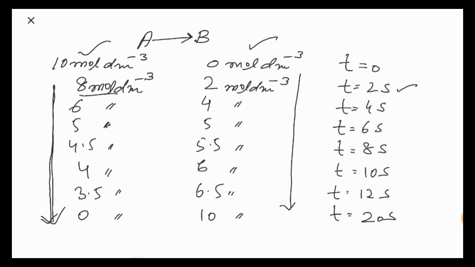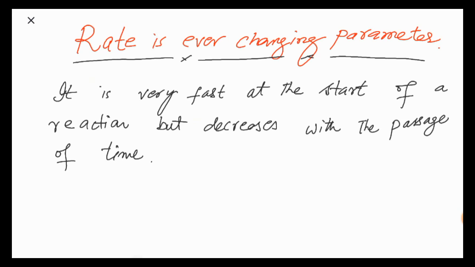For example, consider a hypothetical reaction where A gives you B. At the beginning, when the time is 0, there are 10 moles per decimeter cube of A, but the concentration of a product B is 0 mole per decimeter cube. But you can see with the passage of time, the concentration of A is decreasing and that of product B is increasing.